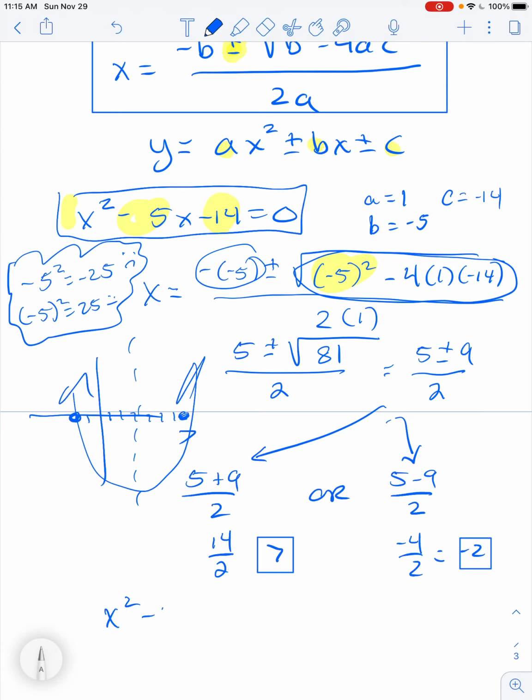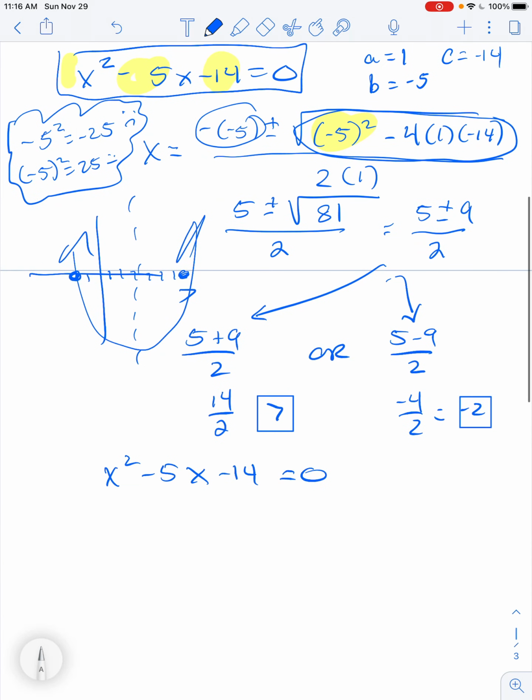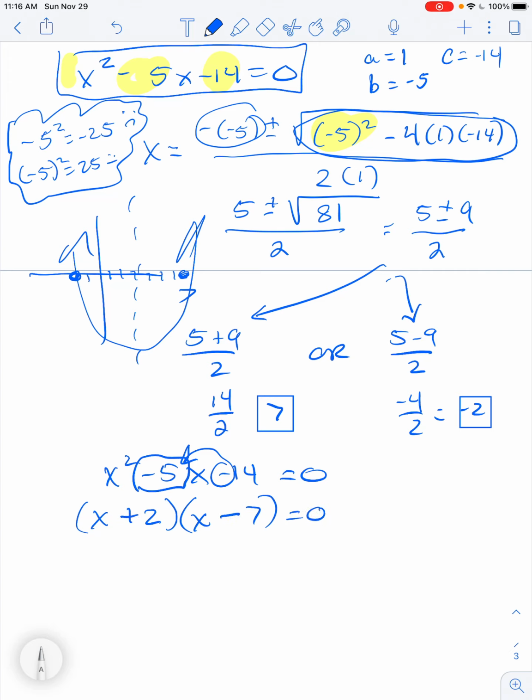So that's why you don't really want to just use the quadratic formula every time, because in this case, I could have thought, what makes 14 in a way that subtracts to be 5? Pretty quickly could have done 7 times 2. In order to get my negative 5, I would have needed a negative 7 and a positive 2. So then my solutions or zeros would have, not surprisingly, come out to be negative 2 and 7.